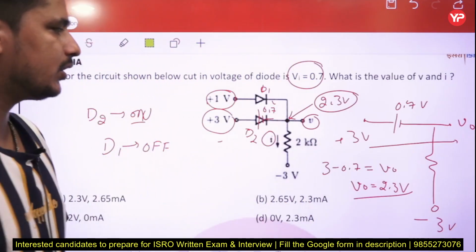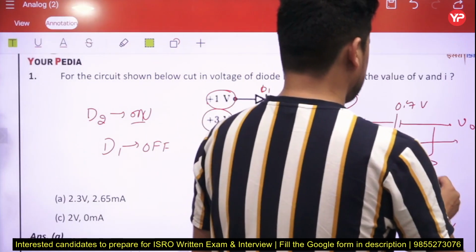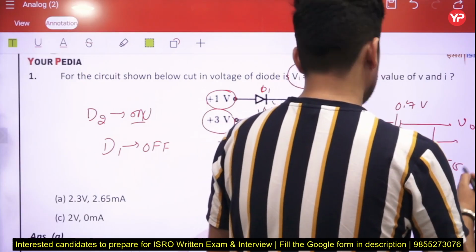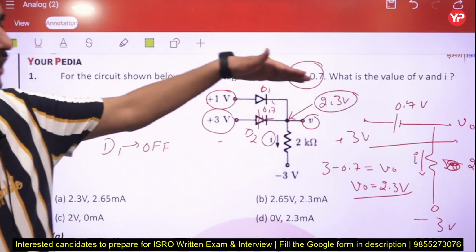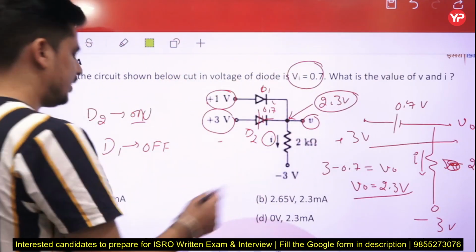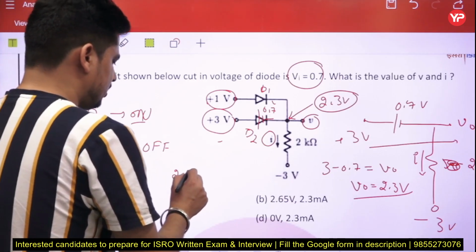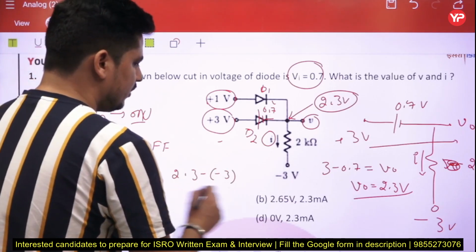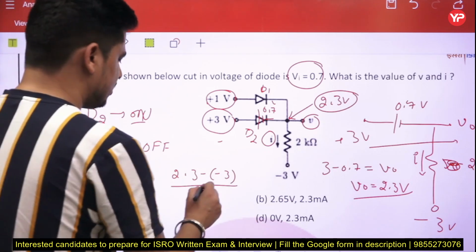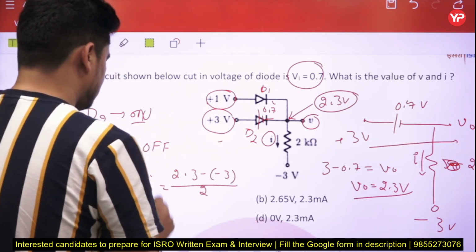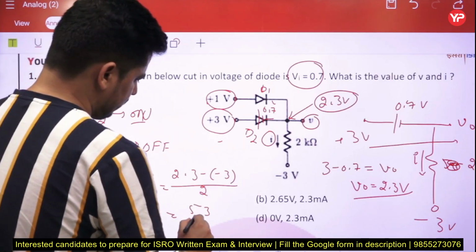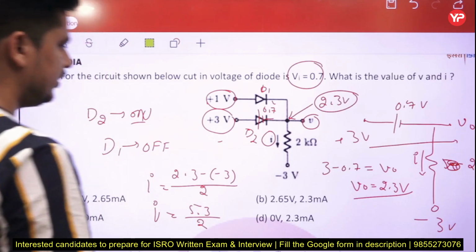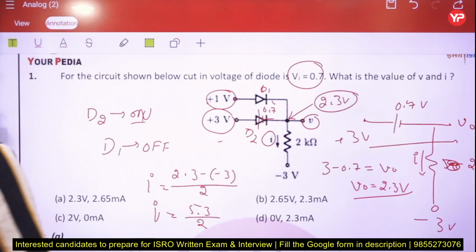Now we have to calculate the current through this resistance, that will be I. This is a 2 kilo ohm, not 500, 2 kilo ohm resistance. So the voltage across this resistance is 2.3 minus 3 divided by the resistance, which is 2 kilo ohm. That will be the current I. So current I is going to be 5.3 divided by 2. That is 2.65 milliampere. Answer will be A. 2.3 volt, 2.65 milliampere.